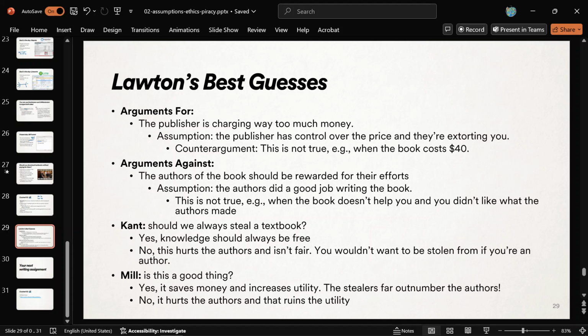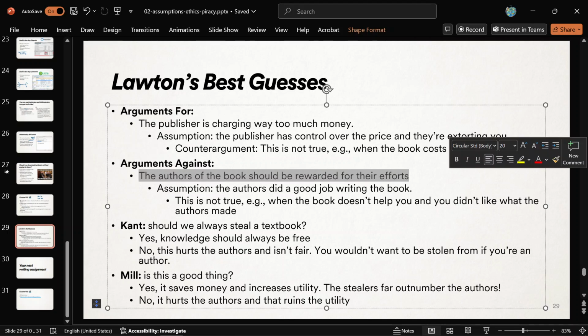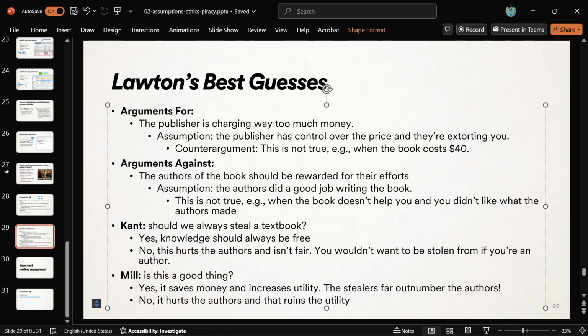There's counter arguments. There's assumptions deep down. An example argument against stealing is that, yeah, you should be able to pay the authors of the book for what they wrote. They did a good job in theory, and that's the assumption, right? The assumption, if you're taking this side, is that the authors did do a good job writing the textbook, and we want them to write more and stay in business.